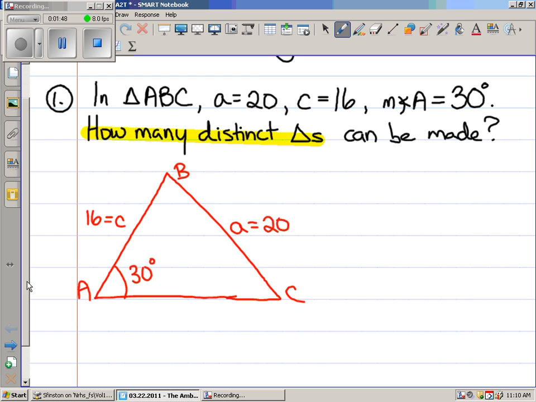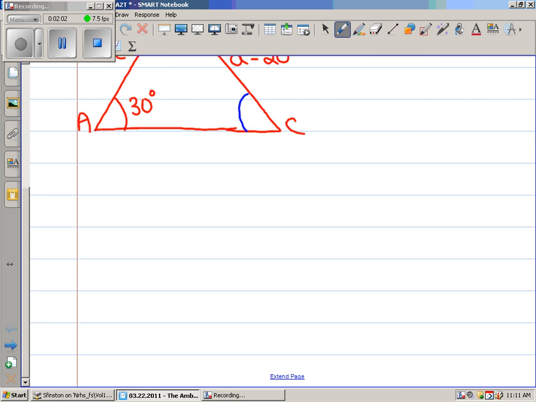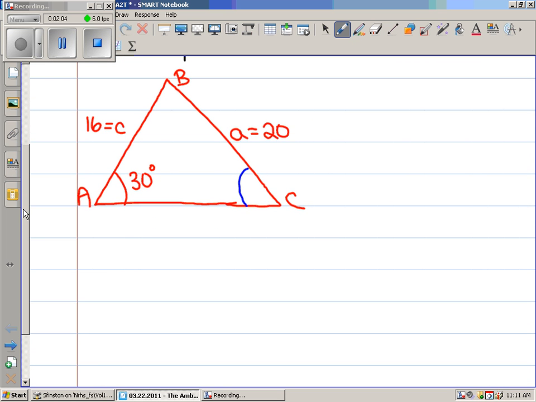So how many distinct triangles can be made? Do you know anything about B at all? You don't know anything about B, true? Do you have enough information to try and find C? Yes. Let's try and do that. So what do we do? Yeah. We do the exact same thing as yesterday. Sine of A over A equals the sine of C over C.